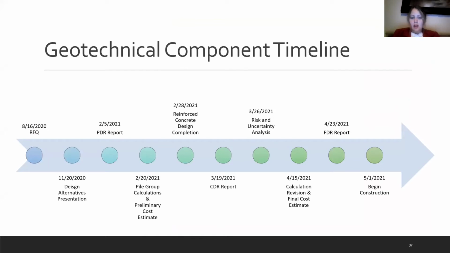Thus far, a rough set of calculations have been done, and sample drawings where the numbers can be replaced are currently in progress, as well as cost estimate research. Then shortly thereafter, the reinforced concrete design will be completed, as well as the risk and uncertainty analysis and the final cost estimate and calculation revisions. I will now hand it over to Jonathan for the transportation section.